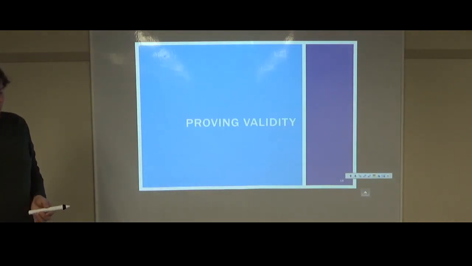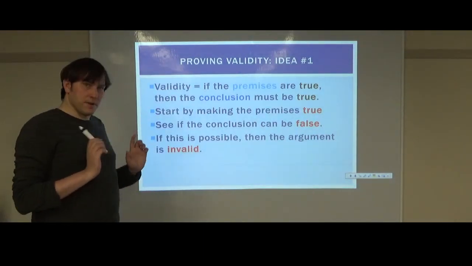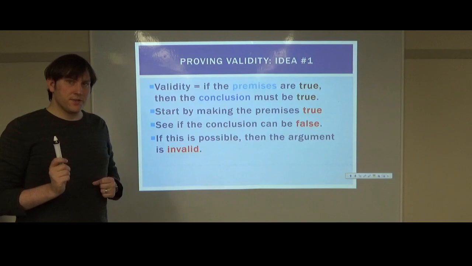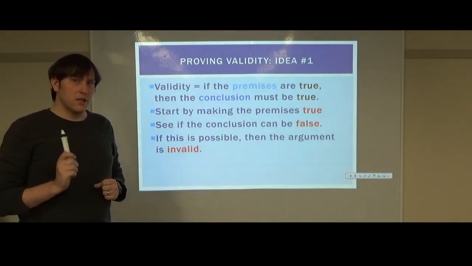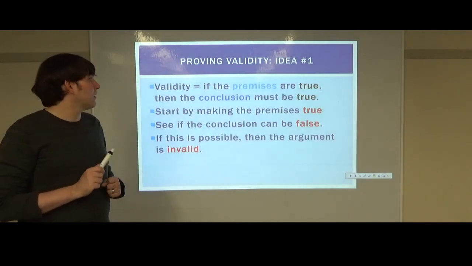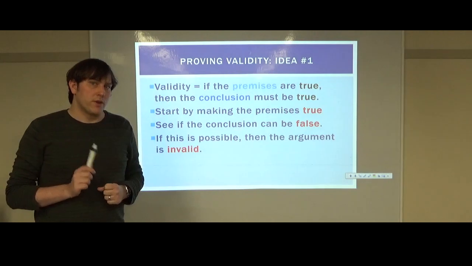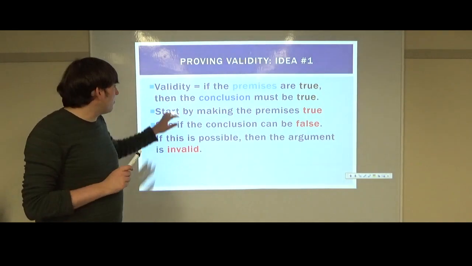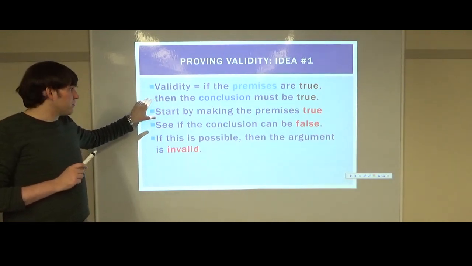So we want to think about how we can prove validity. Now, validity is interesting. So validity is the following claim. If the premises are true, then the conclusion must be true. So, there's two ways we can think about whether something is valid. So here we have an if-then sentence. If the premises are true, then the conclusion must be true.